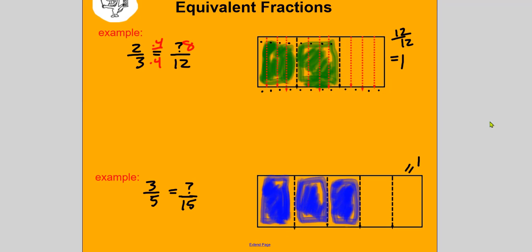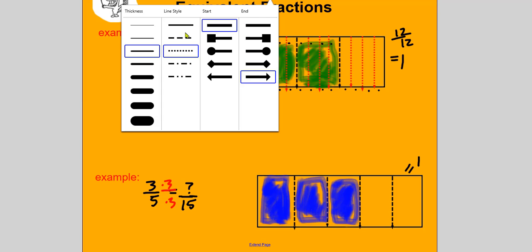In my second example, I have 3/5 equals blank over 15. That big rectangle is 1 whole, so I've shaded in 3 out of 5 parts because I have this big rectangle broken into 5 equal parts. So to go from 3/5 to 15ths, I need to multiply by 3 over 3. What I'm doing is breaking each one of those fifths into 3 smaller parts.